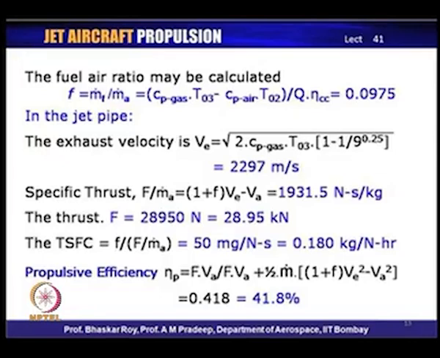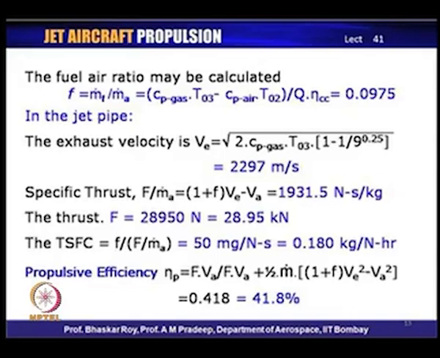0.0975. Now, this takes us to the jet pipe, that is, the combustion is now over, and the flow has now got into the long jet pipe of a typical pulse jet engine and comes out of that jet pipe with exhaust velocity, which can be computed from the given parameters. If you plug in those parameters, you get an exhaust velocity of 2297 meters per second.